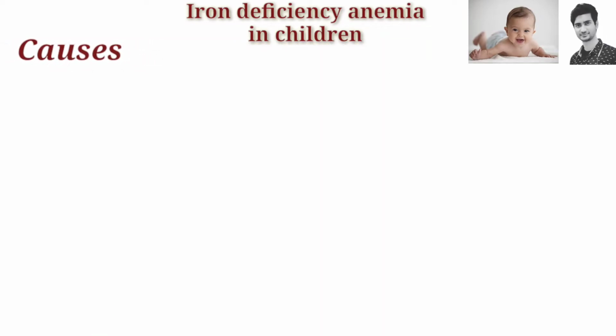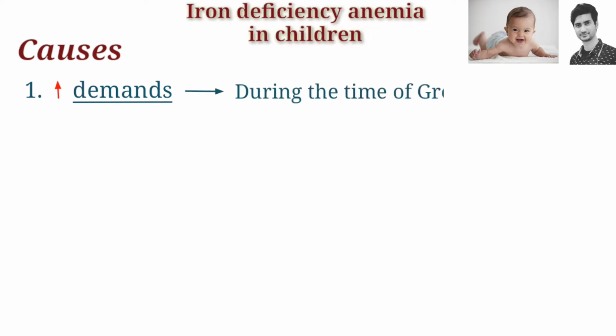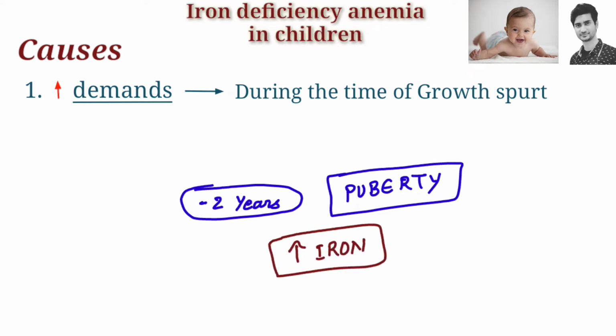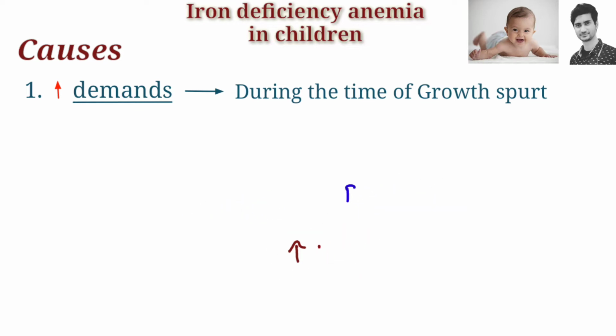Causes. One of the very important causes is increased demand of iron. This is particularly very important during the time of growth spurt. When the children grow in stature, for example, in the first 2 years of life, there is a growth spurt. And in puberty there is one more growth spurt. During that time, the child requires a lot of iron. So it predisposes the child to develop iron deficiency at that time.